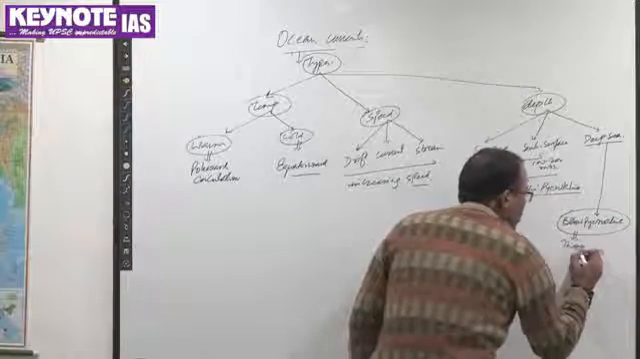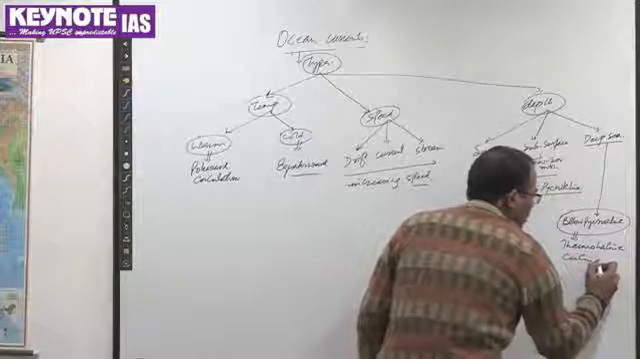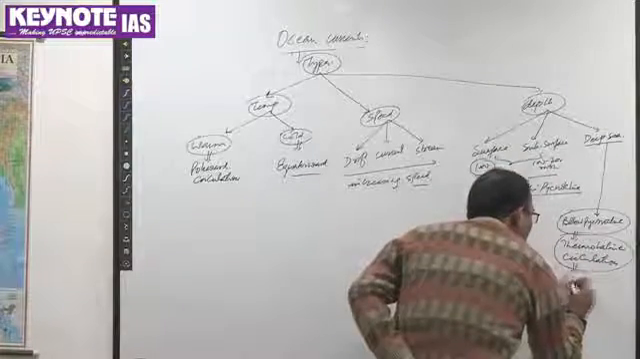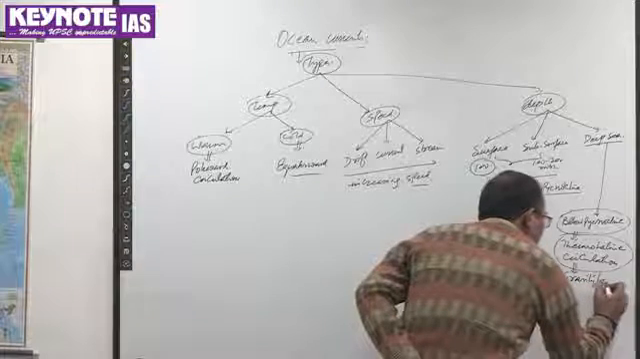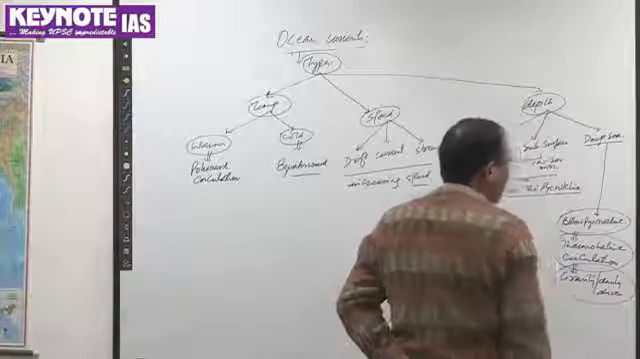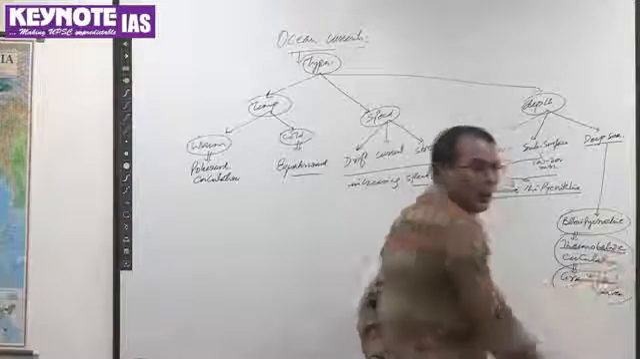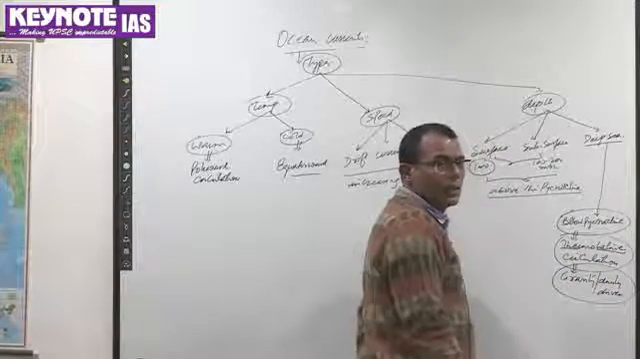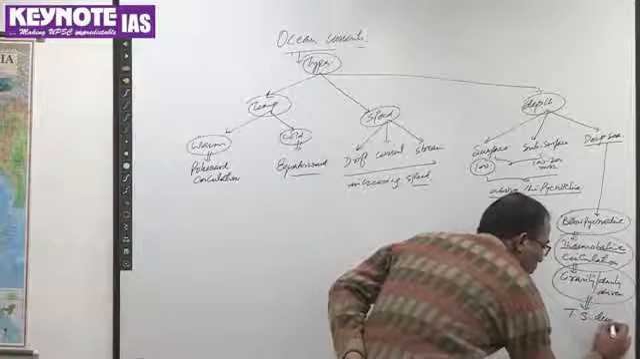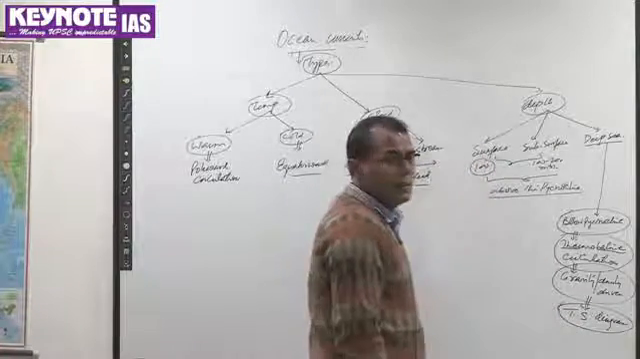Also called thermohaline circulation. It is associated with gravity, or basically density driven. Density is affected by temperature and salinity. That's why it is also called thermohaline circulation. Here you have the importance of the TS diagram, that is the temperature salinity diagram.